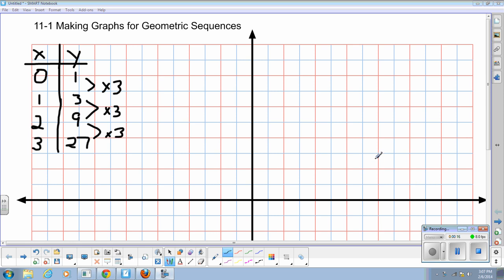And what you're going to see is that the graphs for geometric sequences are different from arithmetic. Arithmetic sequences always formed a straight line. You're going to see with geometric sequences, that's not the case. What I have here is a t-table similar to what you should have. It includes a zero term, and I'm showing over here that I was always multiplying by 3.